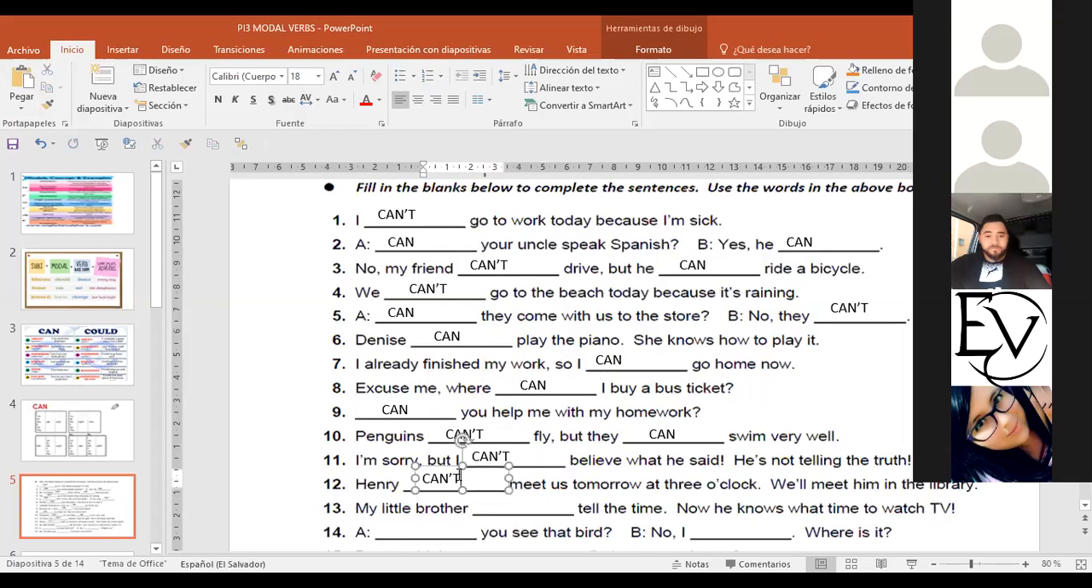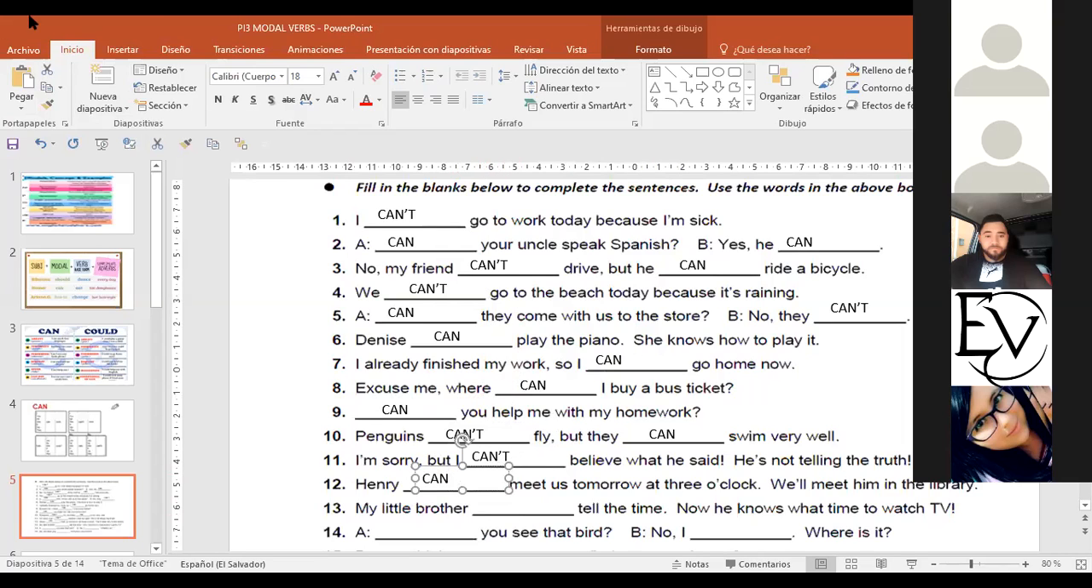Me, teacher. Okay, number 12. Henry can meet us tomorrow at 3:00. Well, meet him in the library. Okay, very good. 13?